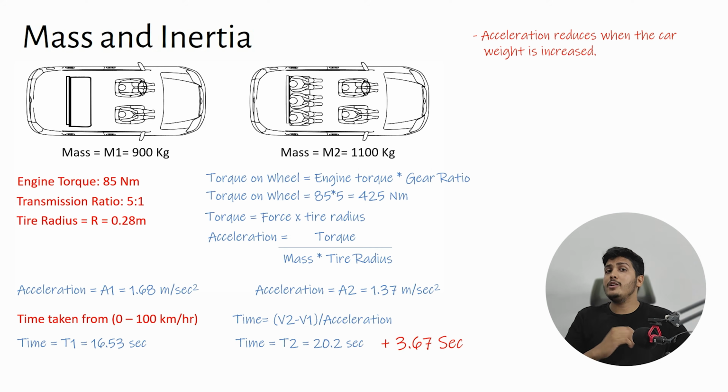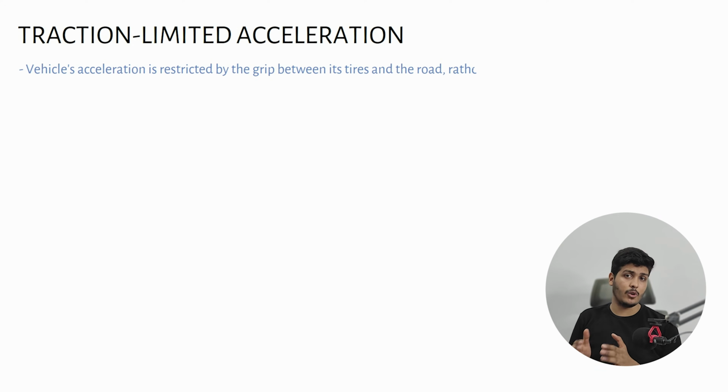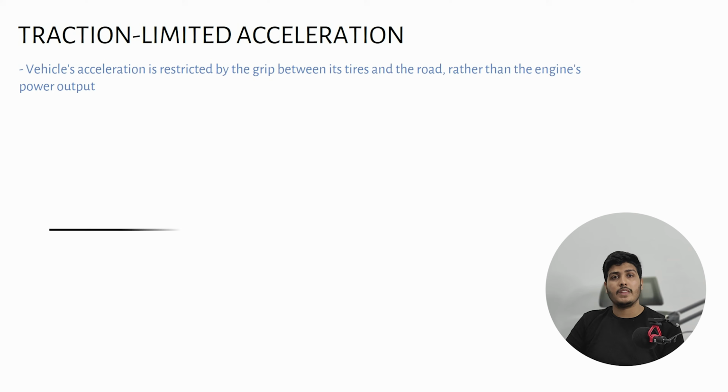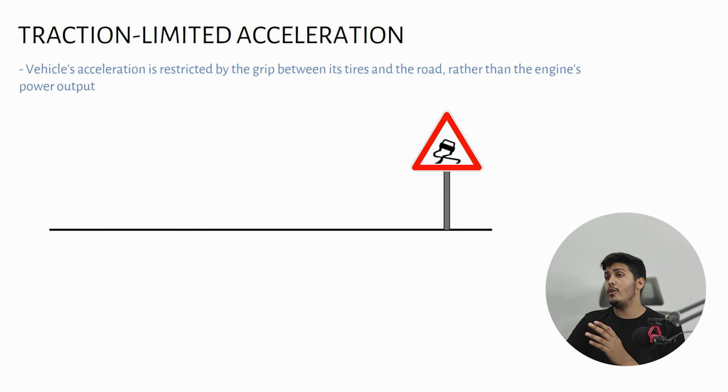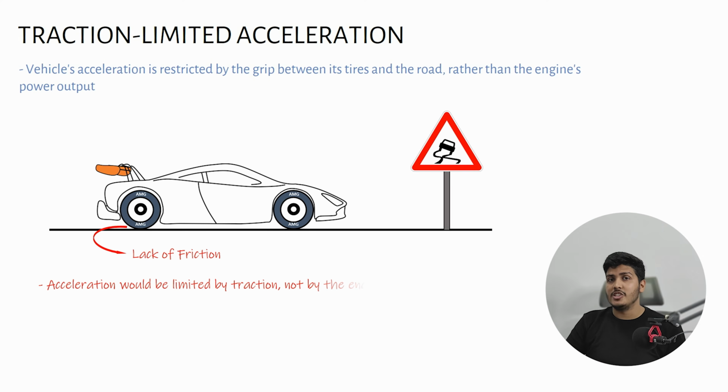These are the situations when you are driving over a slippery road. It may be a wet road or a snowy road. You all know about traction limited acceleration, which describes a situation where the acceleration of the vehicle is limited by the grip between the tire and road rather than the engine power output. Imagine you have a powerful sports car on a wet slippery surface. Even though the engine might be capable of pushing the car very quickly, the tires won't be able to translate all the power into forward motion because they can't generate enough friction against the wet road. In this case, the acceleration would be limited by traction and not by the engine's power.